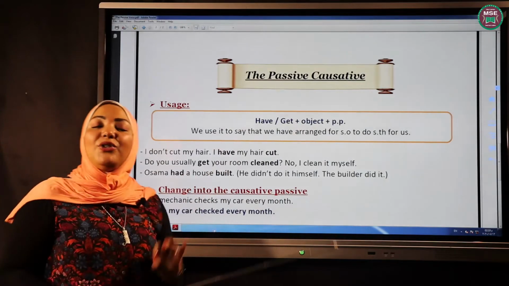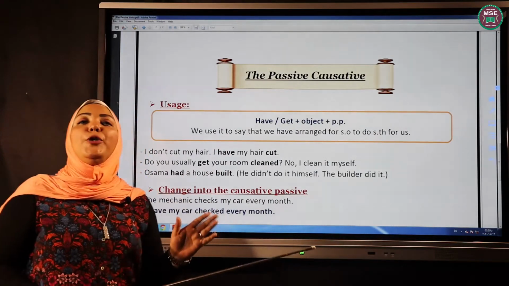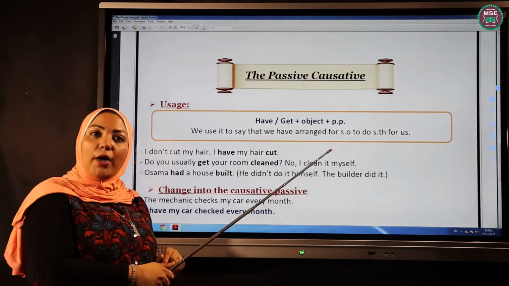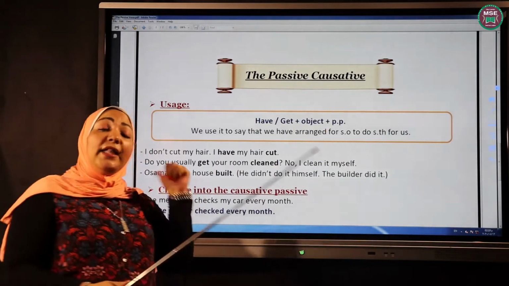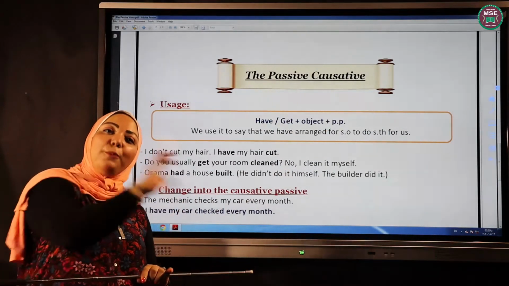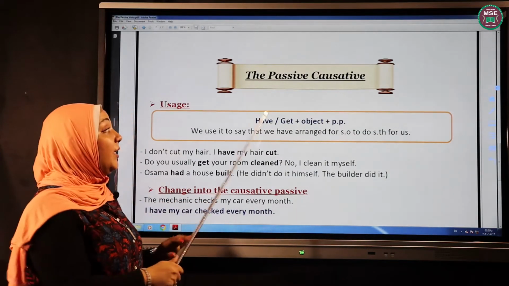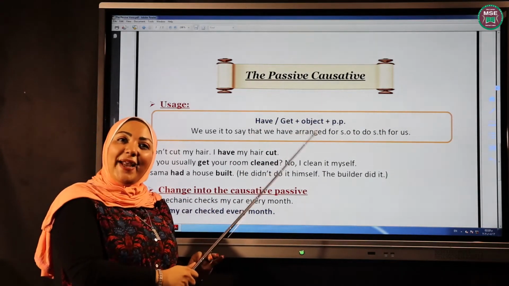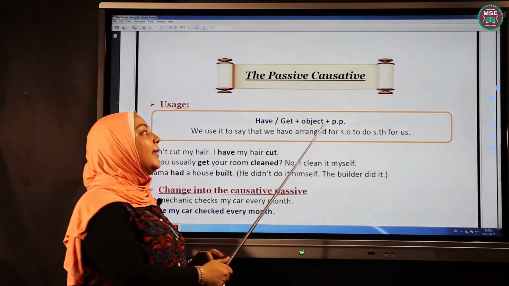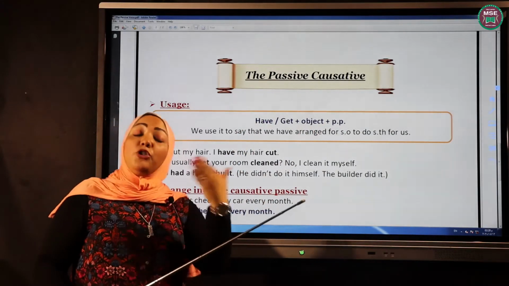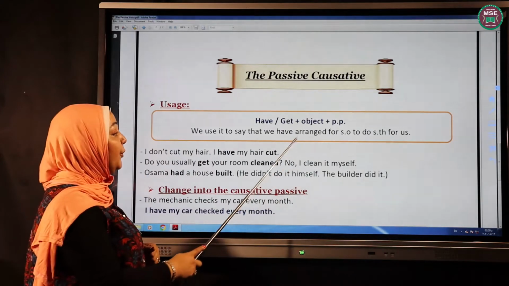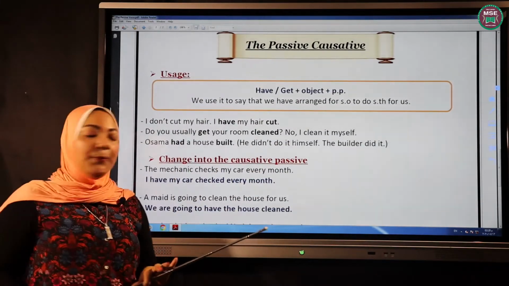As we discussed in the previous form, we depend mainly on verb to be, according to the tense, to change from an active form into the passive form. Here, we are going to depend mainly on other verbs: have or get. In the previous form, we started with the object in order to focus on the object or the action itself. But here, the object is going to separate verb have or get and the past participle. To make it clearer, look at the following examples.